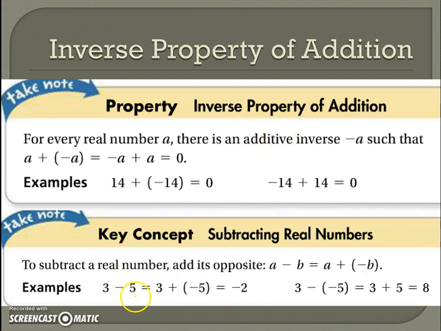Okay, so subtracting a 5 is the same thing as adding negative 5. Sometimes you'll hear this called an additive inverse. So adding the additive inverse is the same thing as subtracting a value, and these are the same thing.